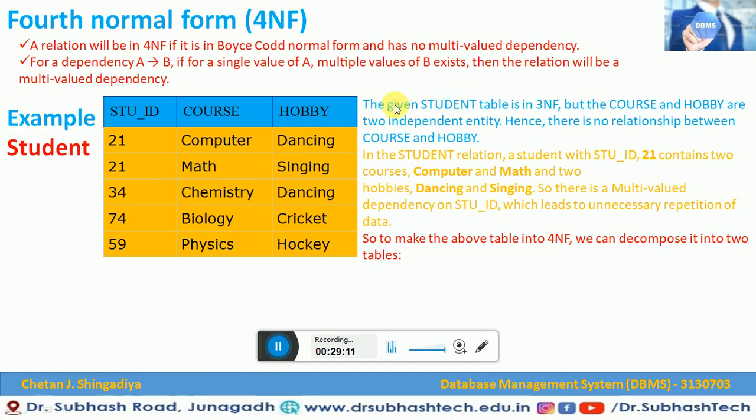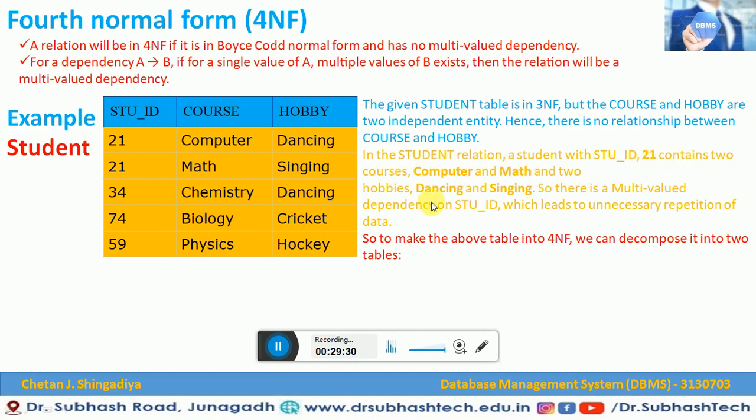So how can we solve this problem? The given student table is in 3NF, but course and hobby are 2 independent entities. Hence there is no relationship between course and hobby. Hence in the students relation, a student with student ID 21 contains 2 courses.